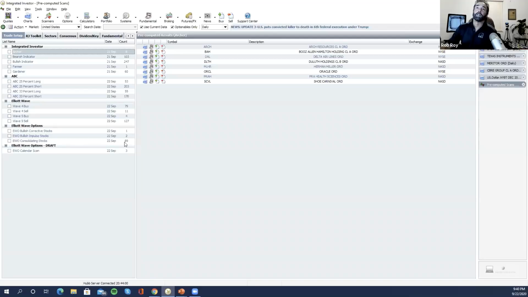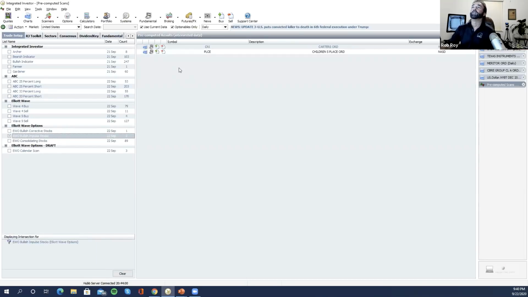See, there's the consolidating stocks, 89 of them. So several have dropped off. There was a lot more than that over the past couple of days. So with today's update, we have fewer. We actually have a couple of impulse ones. Let's look at those first, just out of curiosity.